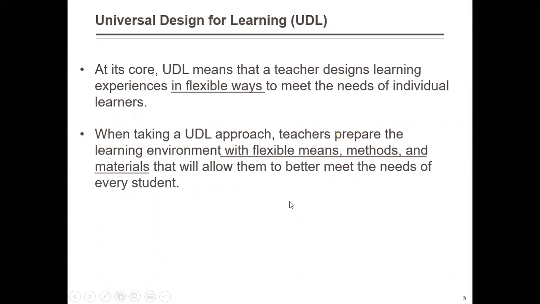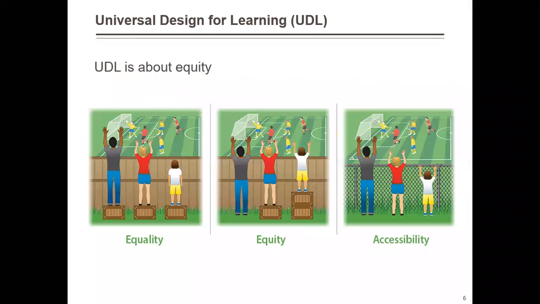Okay, so yes, we have to find ways of designing learning experiences in flexible ways. So we prepare the learning environment using some means and methods and materials that try to meet the various categories of learners that we have. And in UDL, we talk about what we call equity. It's not about equality. We are not providing one approach for everybody, but we try to do what we call equity.